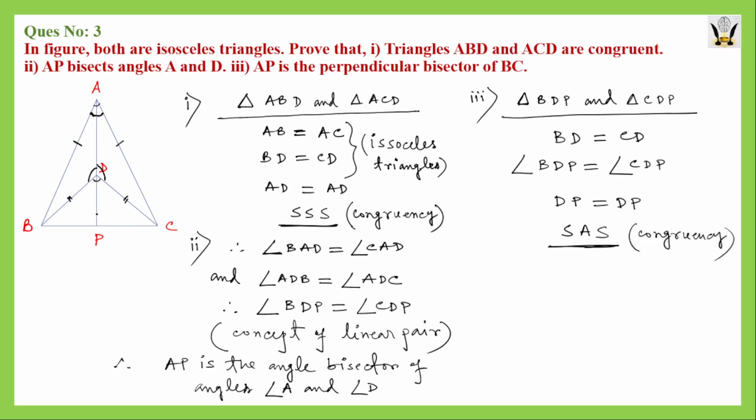Since these two triangles are congruent, we can say that BP will be equal to CP. If these two parts are equal, then P is the midpoint of BC. So AP is the bisector of BC, and also angle APB is equal to angle APC. So these two angles are equal and also 90°, and that's why AP is the perpendicular bisector of BC.